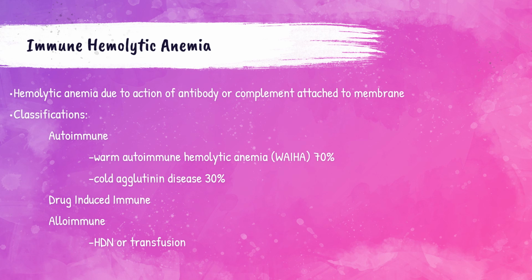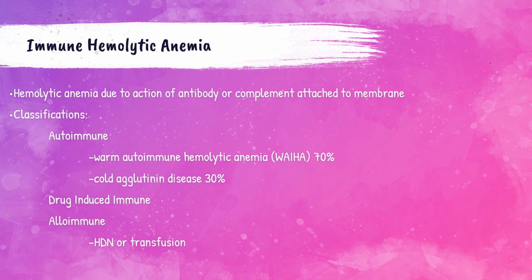So what are the classifications of immune hemolytic anemia? There are autoimmune forms of immune hemolytic anemia. Remember, we're looking for the reason why that antibody forms. In autoimmune cases, the body is not getting exposed to a foreign antigen and producing an antibody towards that foreign antigen. In these cases, the body is forming an antibody towards its own antigen. Examples of this are warm autoimmune hemolytic anemia, which accounts for around 70% of all autoimmune hemolytic anemia cases, and then there is cold autoimmune hemolytic anemia, also called cold agglutinin disease.